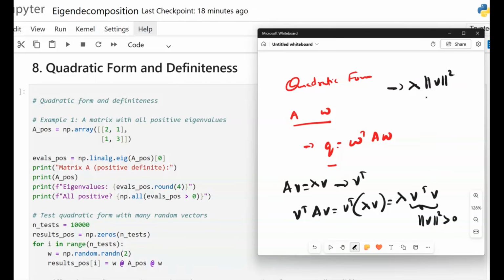And here, since this V norm, the whole square, is always positive, we exclude V equal to 0. So the sign of the quadratic form is determined entirely by the sign of the eigenvalue. Because any vector can be written as a combination of eigenvectors, the signs of all eigenvalues determine the possible sign of the quadratic form for any vector. Okay, let me discuss that with the code.